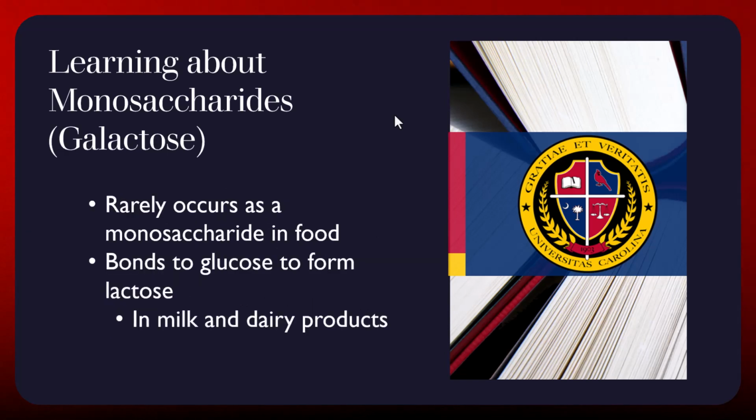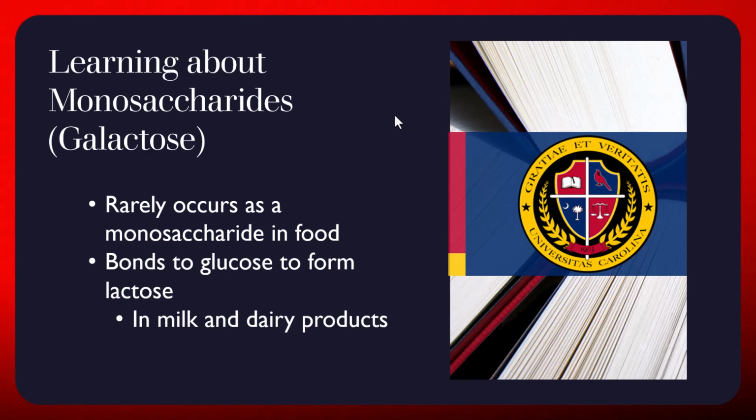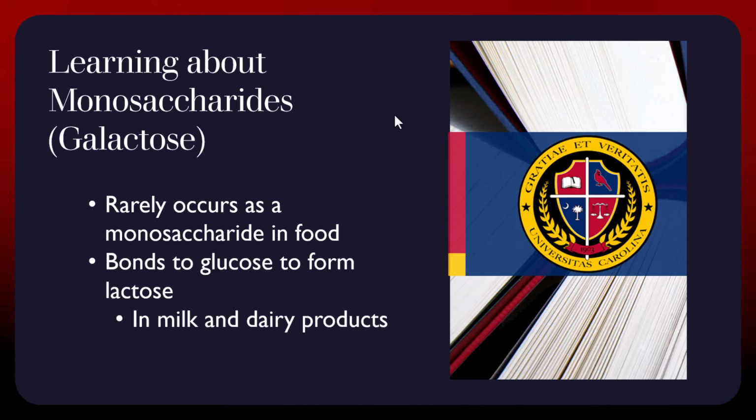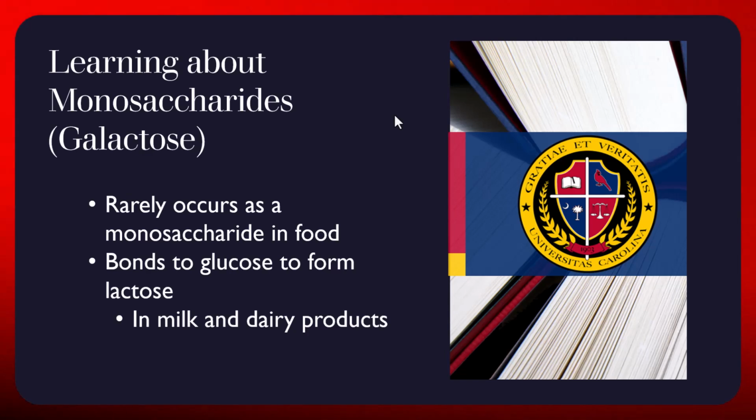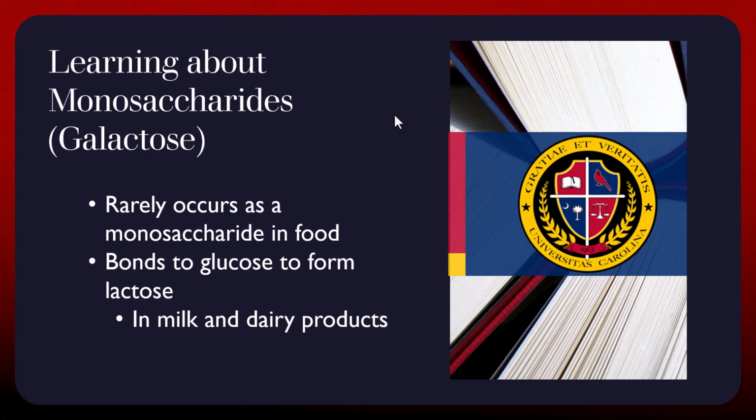Next, let's talk about galactose. Galactose rarely occurs as a monosaccharide in food. It bonds to glucose to form lactose. Lactose is the milk and dairy product sugar.